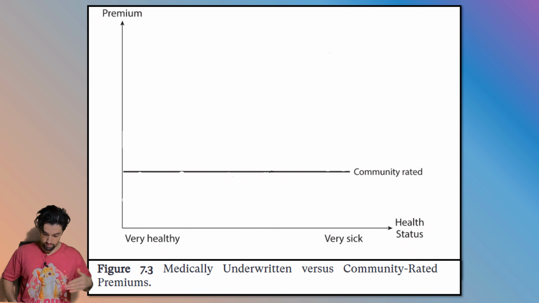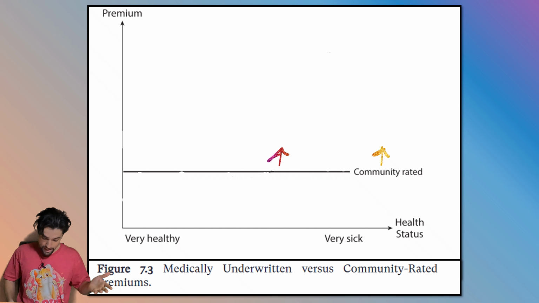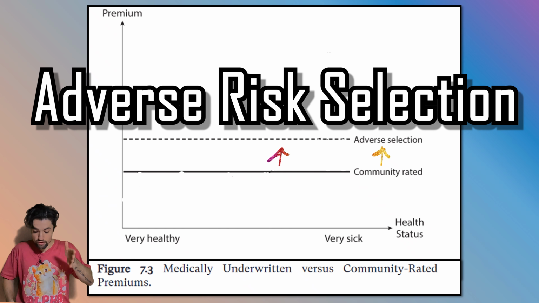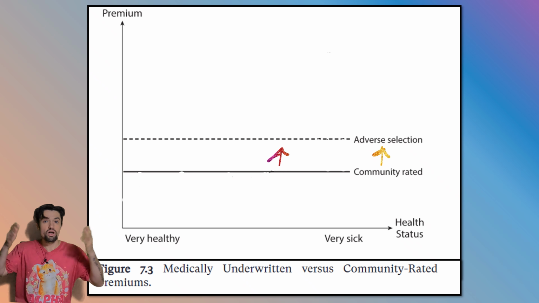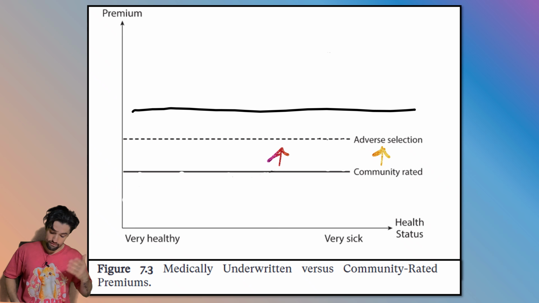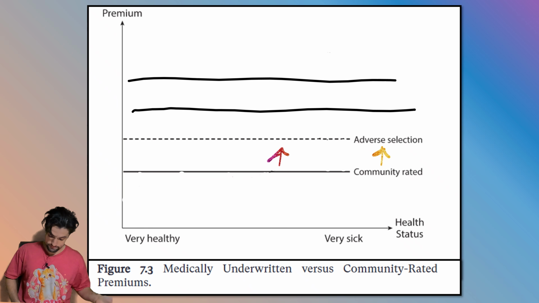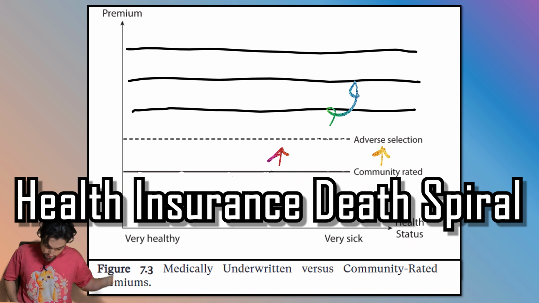When a large group of healthy people leave a plan, that shifts the relative sickness and in turn the premiums of the remaining people up. This adverse risk selection essentially becomes the new community-rated premium. But then those who might not have been as young but are still pretty healthy also decide to forego health insurance since costs have gone up. So they leave and the average premium increases again. This is the health insurance death spiral.